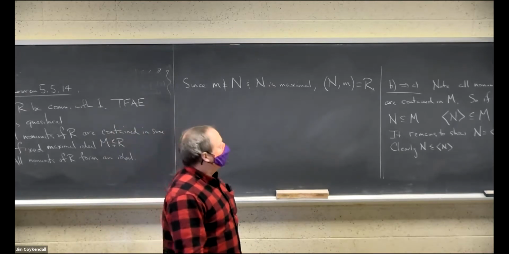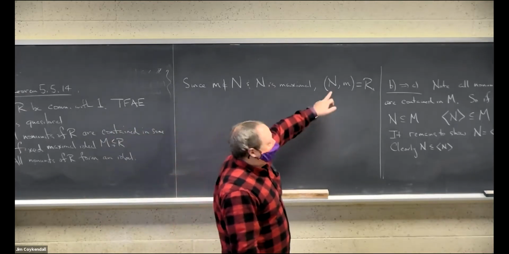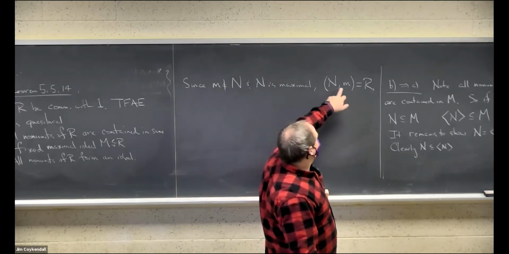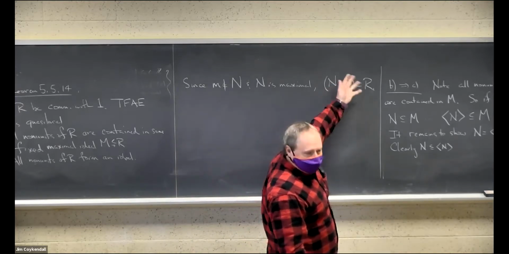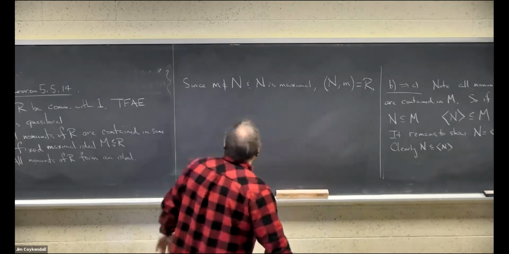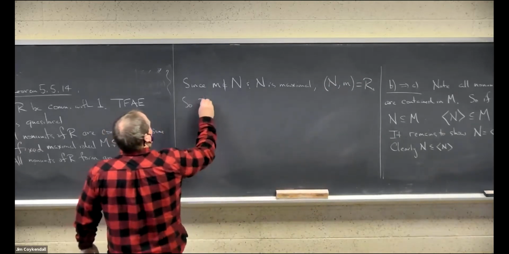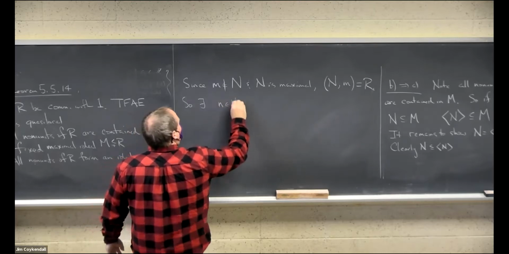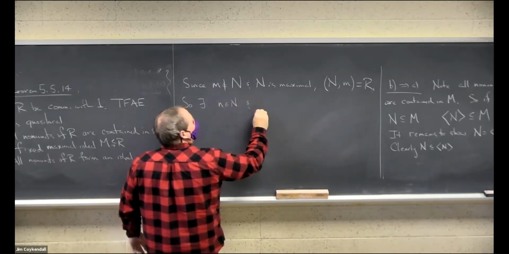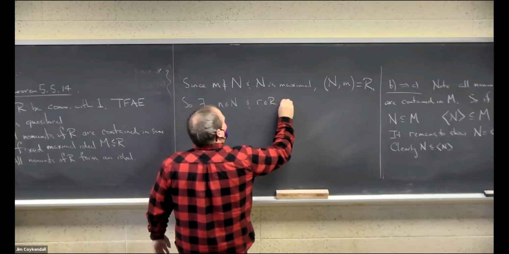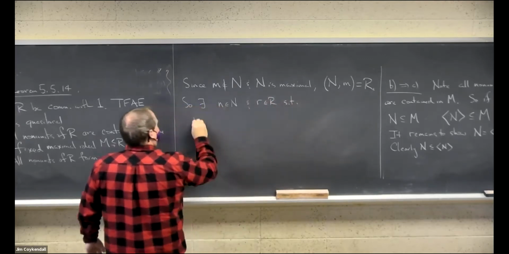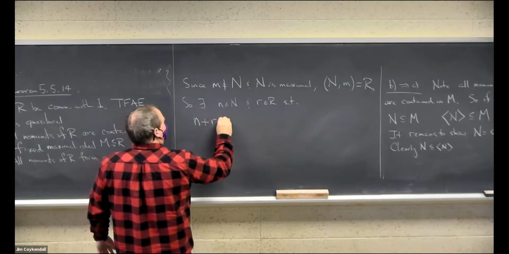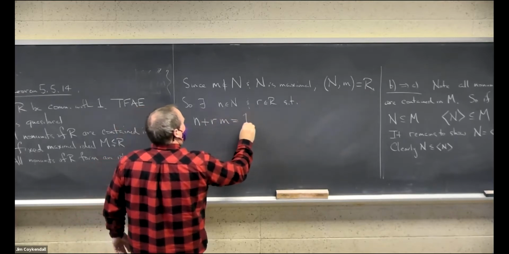Agreed? Because this ideal strictly contains N, because N doesn't contain this element, the maximality sets the floor of the whole ring. So there exists n in N and r in R such that n plus rm equals 1.